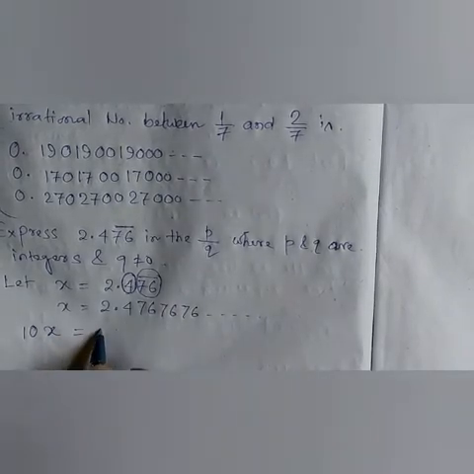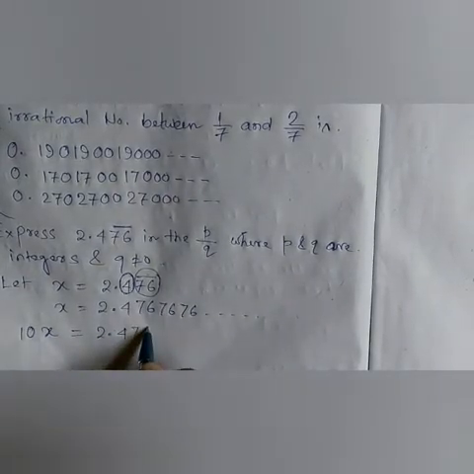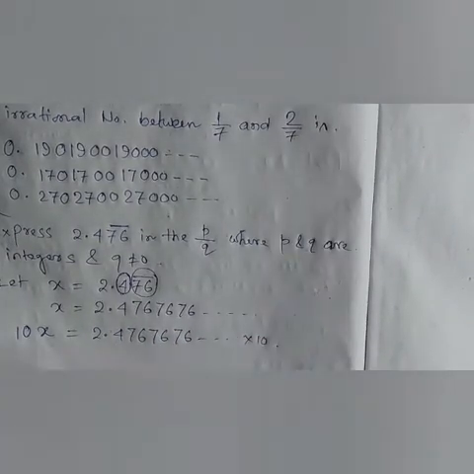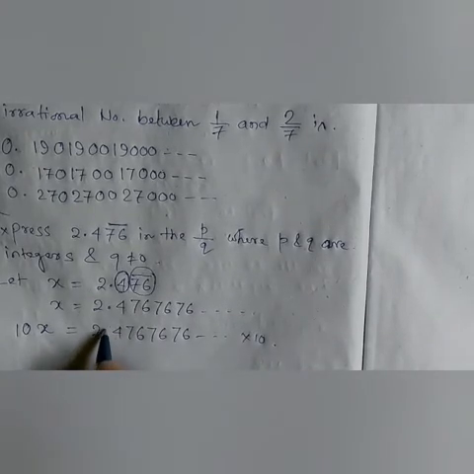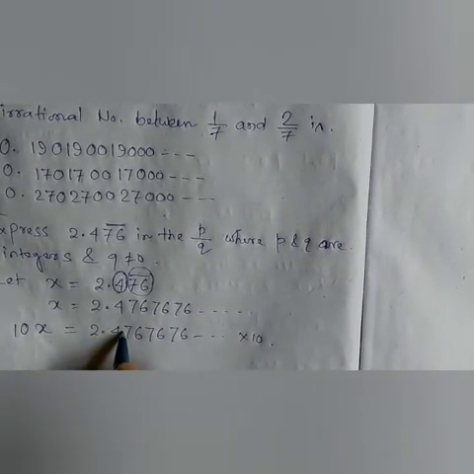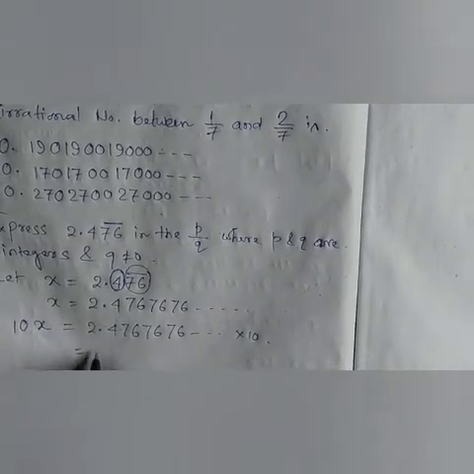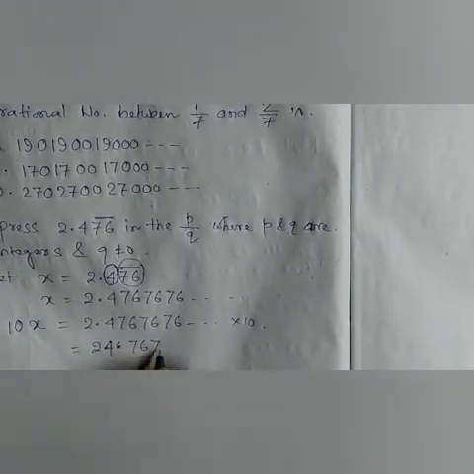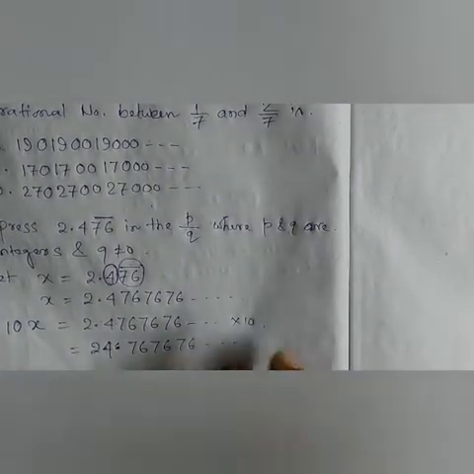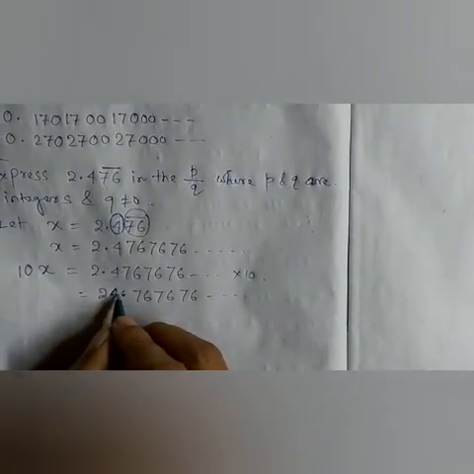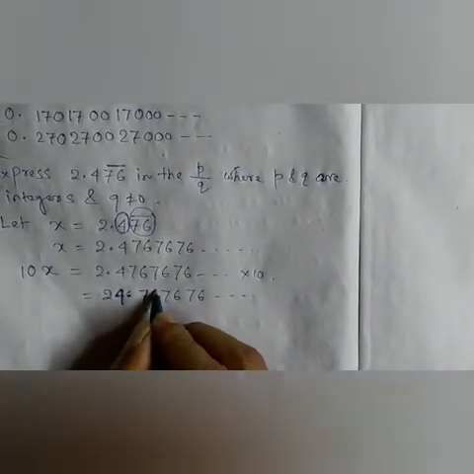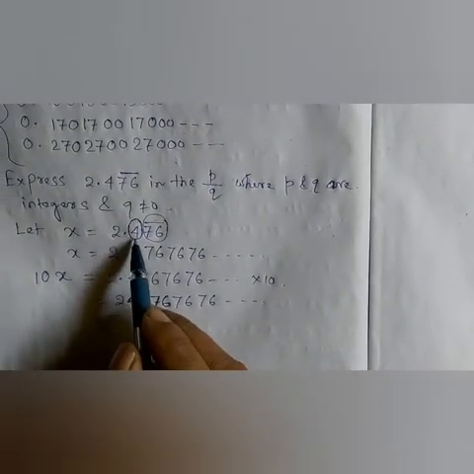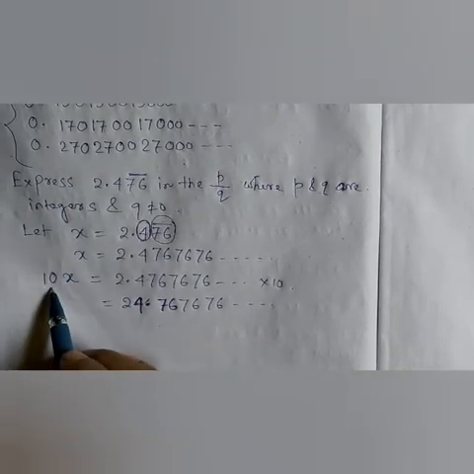So 10x means 2.47676 continuing, multiplied by 10. When this number is multiplied by 10, the decimal moves to after the 4. So that means this is 24.767676 and continuing. So the value of 10x is 24.767676, like this. After the decimal only one number is non-repeated, that's why we have to multiply it by 10.